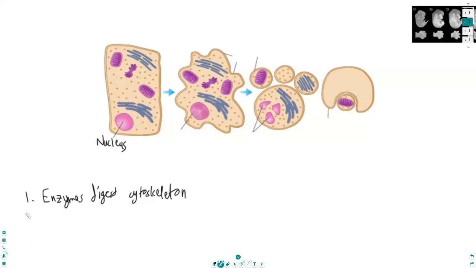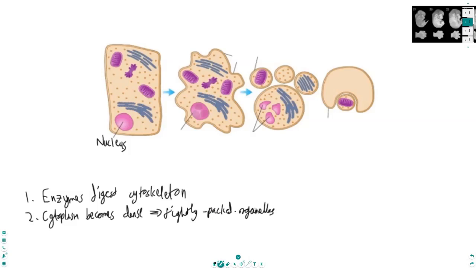The second thing is that the cytoplasm becomes dense, and you have tightly packed organelles. The third thing that happens is that the cell surface membrane changes and small protrusions called blebs, which are these things here, form.